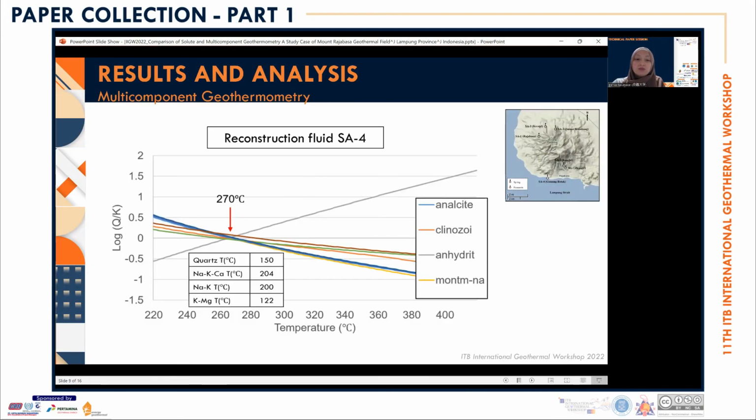So going ahead on the multi-component geothermometry, although what I'm showing here looks like something simple, but believe me, it is not. The process can be briefly explained like this.